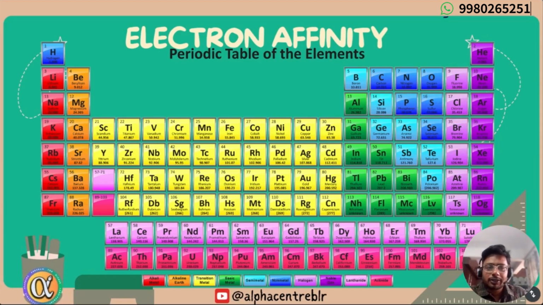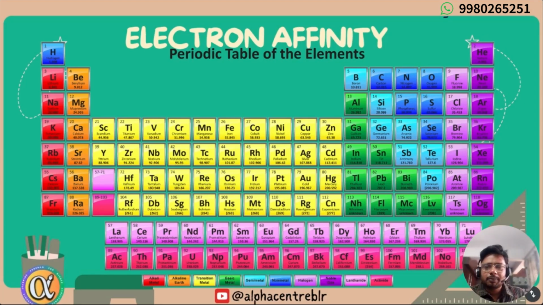Yes, sir. But why is that? So it means that from fluorine to chlorine it increases and then decreases. Oxygen to sulfur, it increases and then decreases. Nitrogen to phosphorus, it increases and then decreases. Am I clear? Do you want to know why? Okay.